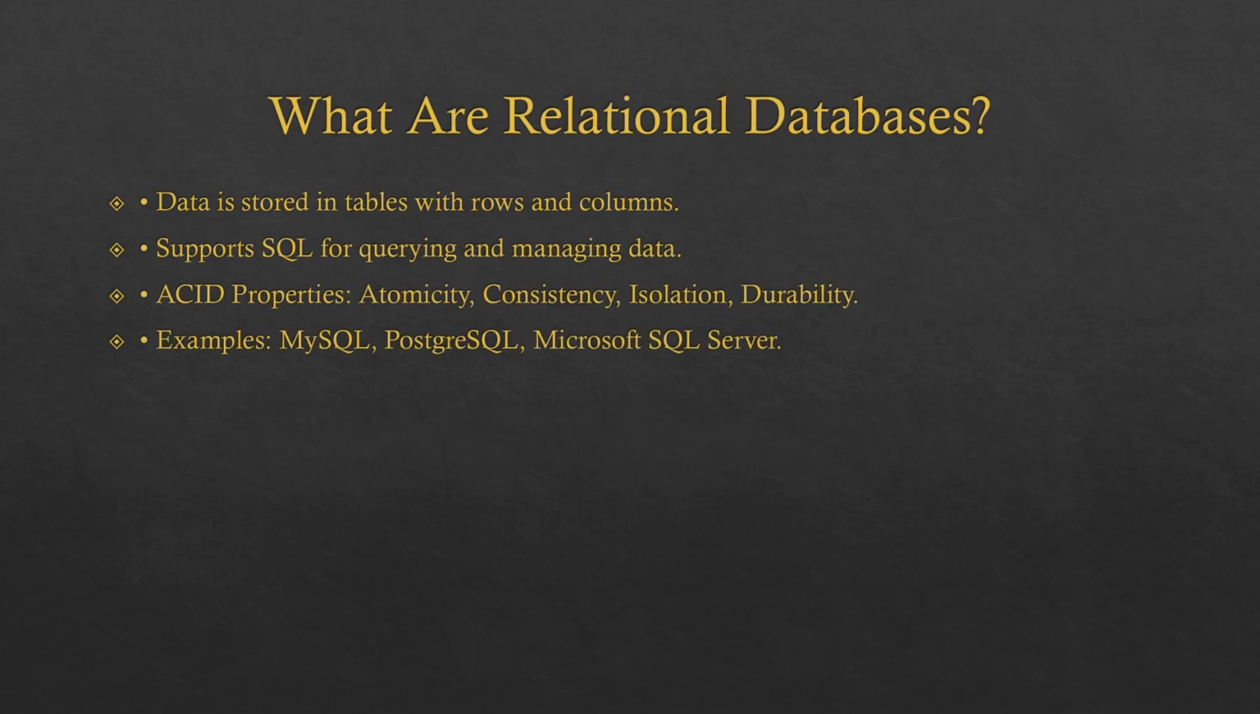Relational databases, also known as RDBMS, store data in tables with rows and columns. They use SQL for querying and managing data. One of the key features of RDBMS is the ACID properties: atomicity, consistency, isolation, and durability, which ensure data integrity and reliability. Popular examples of RDBMS include MySQL, PostgreSQL, and Microsoft SQL Server.